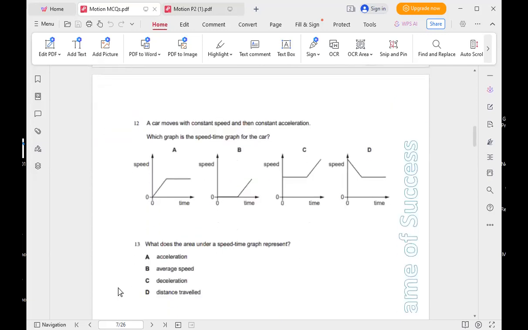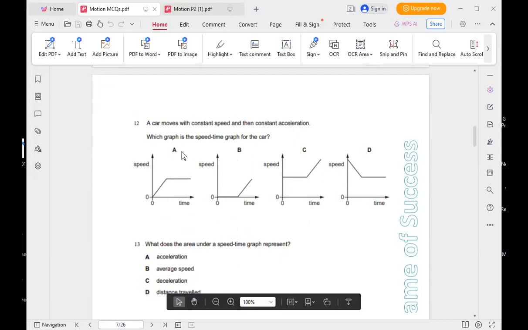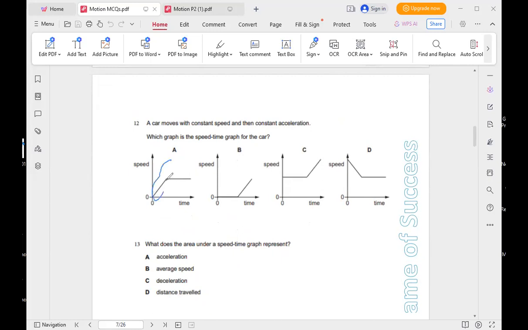Okay, come to the 12th. A car moves with a constant speed and then constant acceleration. Constant speed means if we have the speed time graph, then initially the line is parallel to the x-axis. In option A, the speed is increased, accelerating, then constant. But he says the speed is first constant, then accelerating. In this graph, the object is at rest and then accelerates. In graph C, the speed is constant, then accelerates. It means C is correct.